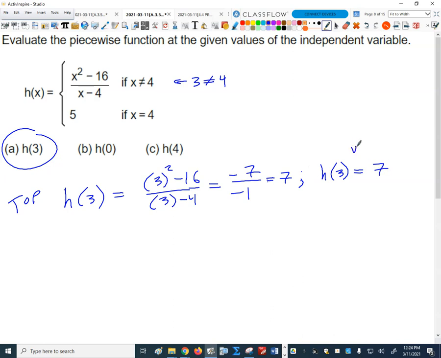Okay, I got a question for you. So if I wanted to write that as an ordered pair, h of 3 equals 7, how would I write the ordered pair? Type that in chat for me.